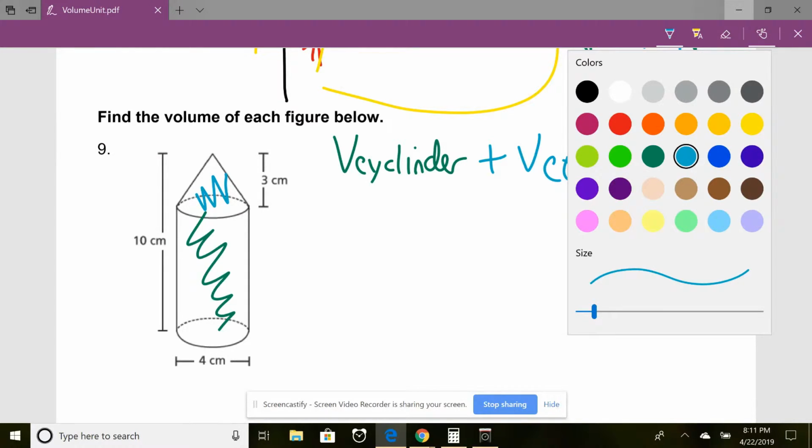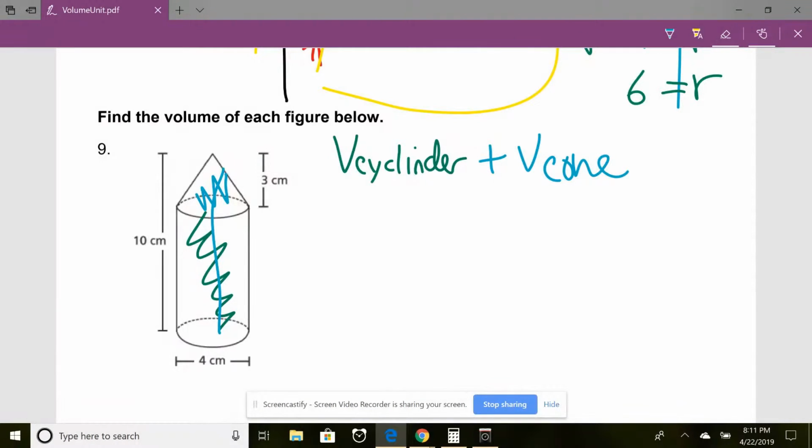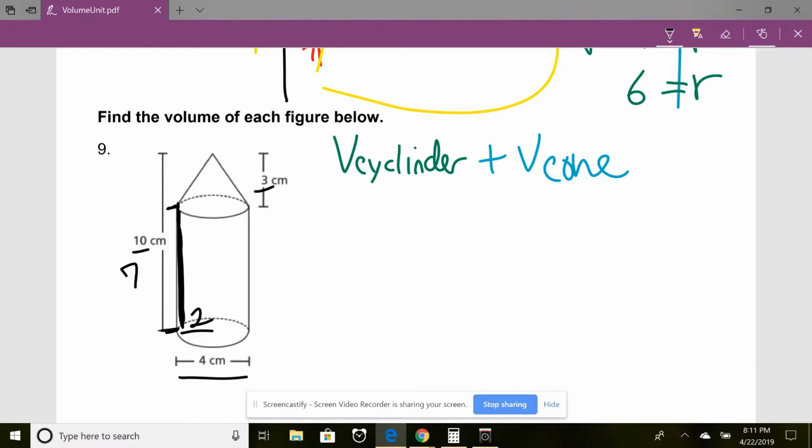Volume of a cylinder. All right, we need the radius first. We know the diameter is 4, so the radius is going to be 2. And the height is not of the cylinder, is this right here. So you have to actually find this height right here. So you have to do 10 minus 3, which is 7. So the height of the cylinder is 7 centimeters.